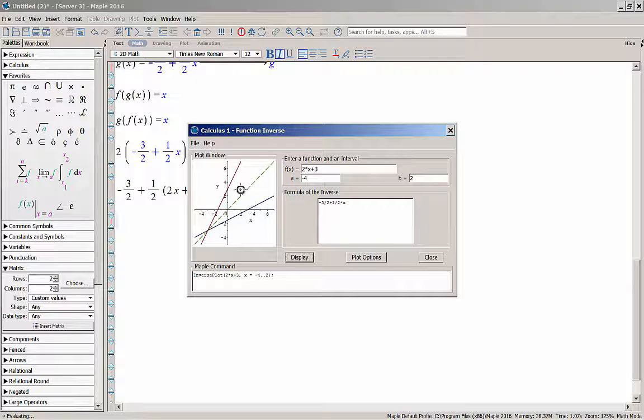And you begin to see this is the graph of f. This is the line y equals x. And this is the graph of the inverse. And here is the rule for the inverse. Recognize it? -3/2 plus 1/2 x. And these two graphs are the reflections of each other across the line y equals x. That's what we mean about this graphical property.